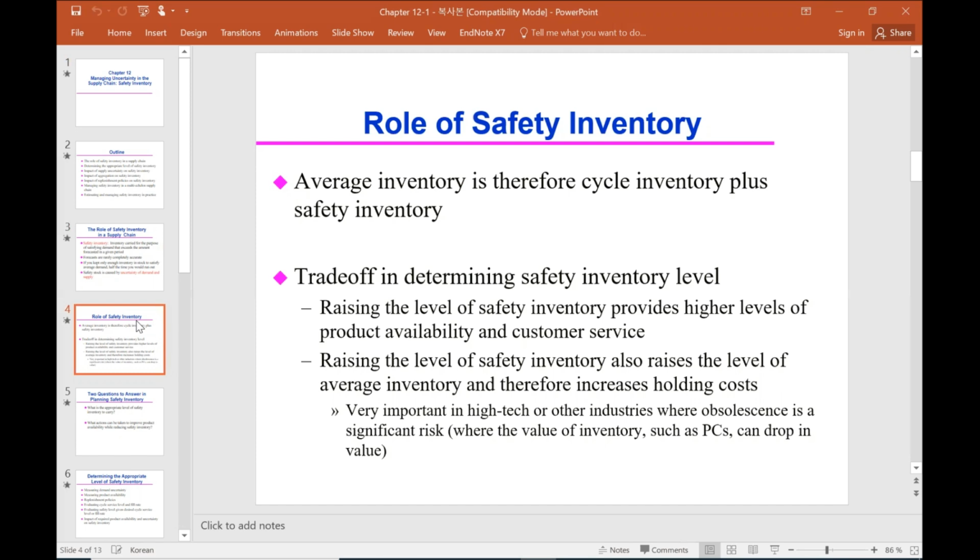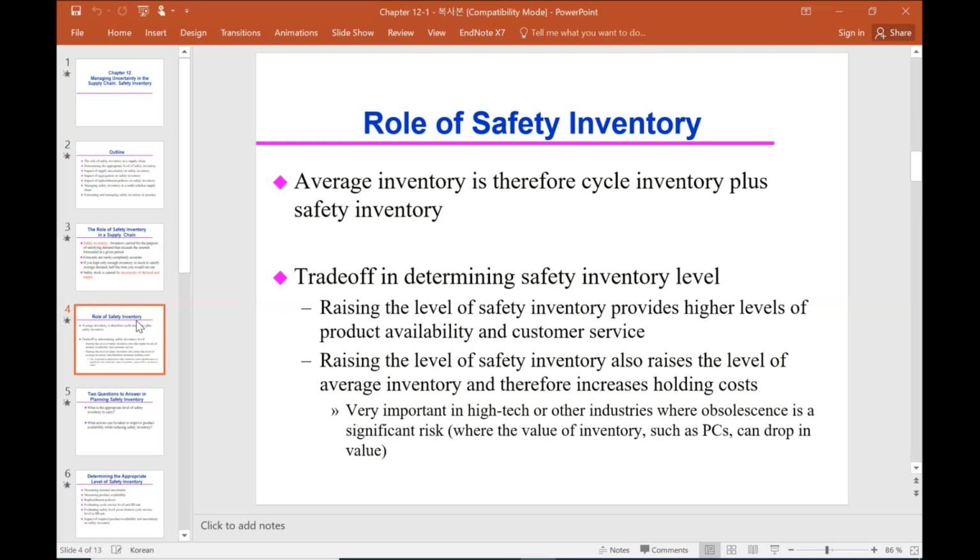Here, product availability means how well we can fulfill the customer's order. For example, let's say your customer wants to buy 100 units of product from you, but you have only 90 units, then your product availability is just 90%. 10% of the time you are not able to provide service to your customer. So if you want to have a higher product availability, you should have enough inventory.